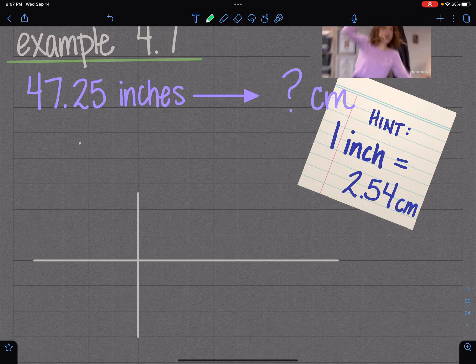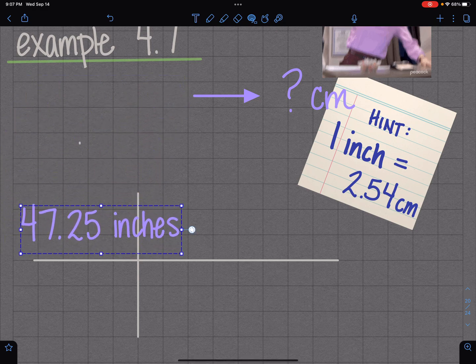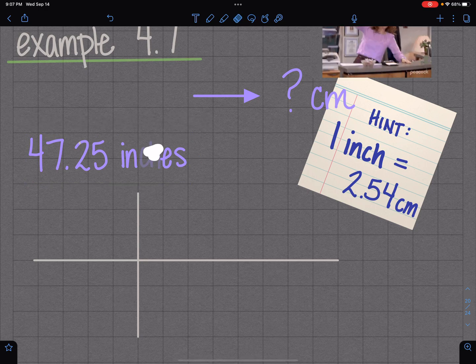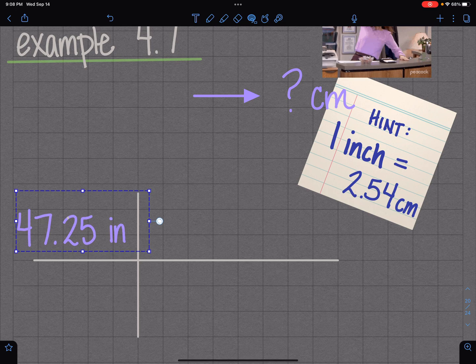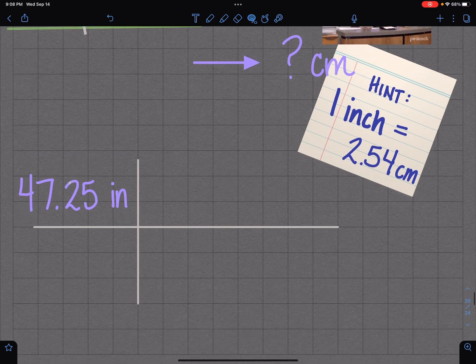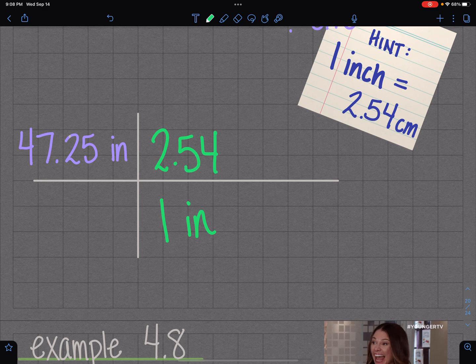Okay, they want us to take the number 47.25 inches and turn it into centimeters. They also give us a hint here that 1 inch is the same as 2.54 centimeters. All right, so what am I going to do? I am going to take my 47.25 inches and start out with that. I'm going to shorten inches because it doesn't fit on my little grid system. There we go. Now, I want inches on the bottom because I want it to cancel out. I'm thinking ahead. So I've got 1 inch is the same as 2.54 centimeters. Okay, got my grid system. What can I cancel? I can cancel inches.